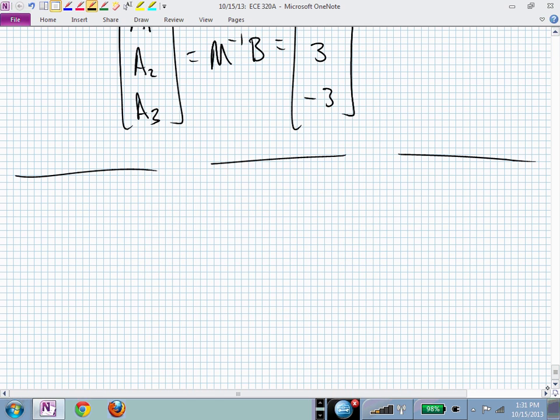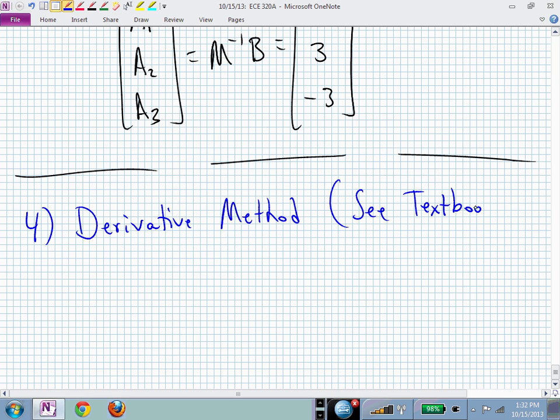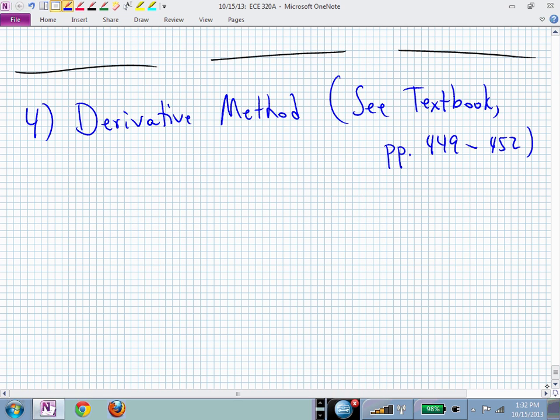Okay, let's jump into the textbook. The last one you'll really enjoy then, if you like that one. We'll call this the derivative method. If you didn't like my linear algebra, now we'll go into calculus. So now if you want to do this, you can see the textbook for the different pages. There's the real and complex root case on those 3 pages.